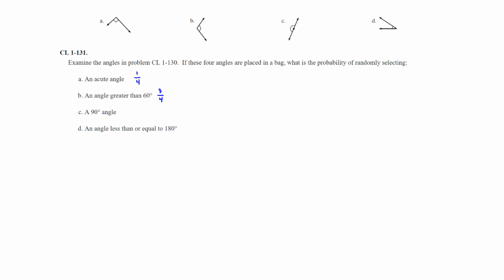On C, a right angle, there's only 1 right angle on there, so that would be A, and that would be 1 out of 4. And then an angle less than or equal to 180. Well, this one was a 90, this one's about 100, this one's 180, so it's equal to, and then less than as well. So that would be 4 out of 4, which would represent 100% or 1 as a decimal.